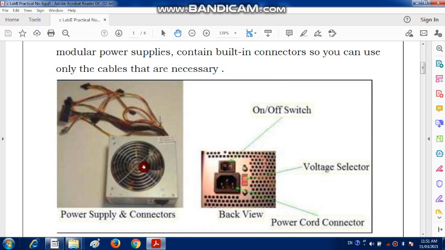That is the power supply connector. This is simply a power supply connector. This is the power supply. It is called a power supply, having a heatsink fan. This is a heatsink fan, and these are the connectors. If you look closely on this side, you find the on-off switch which is given here. This is the voltage selector. By this one we can select the voltage, and this is the power cord connector also.